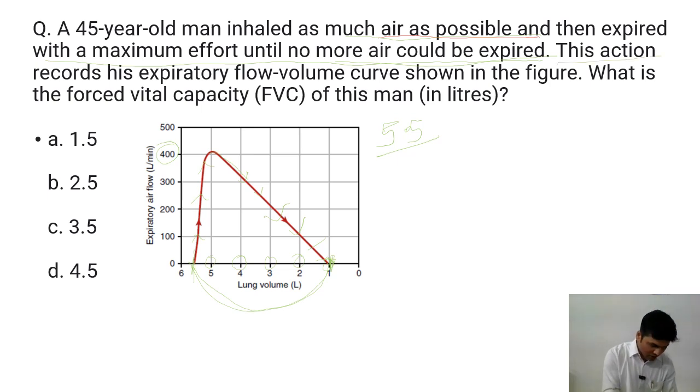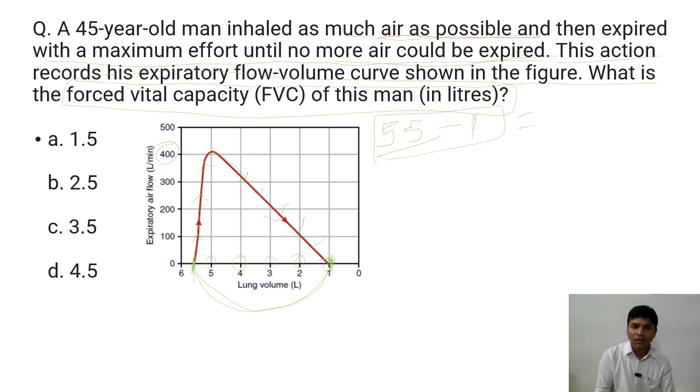This action records his expiratory flow volume curve shown in the figure. What is the forced vital capacity of this man? Forced vital capacity is nothing but the same thing. You expire as much as you can, forcefully. And that expiration is from 5.5 minus 1 liter, because this is the residual volume.